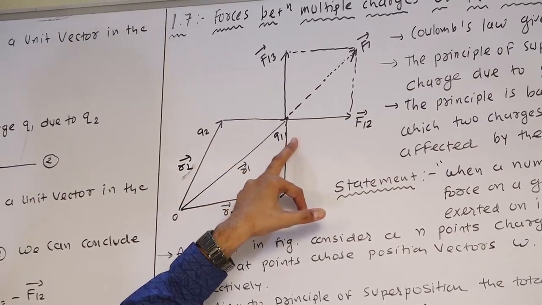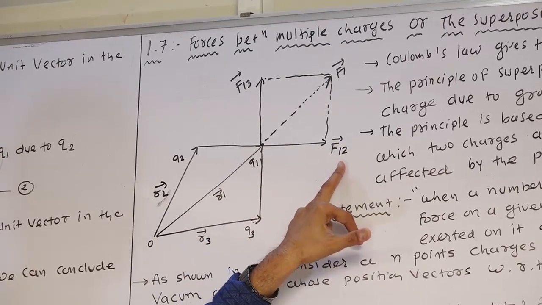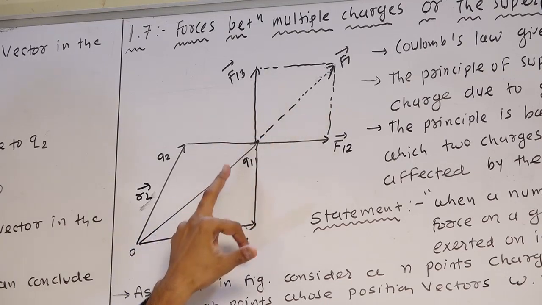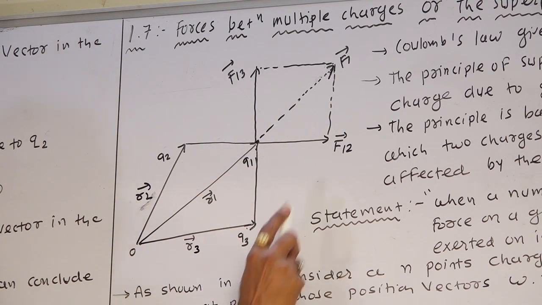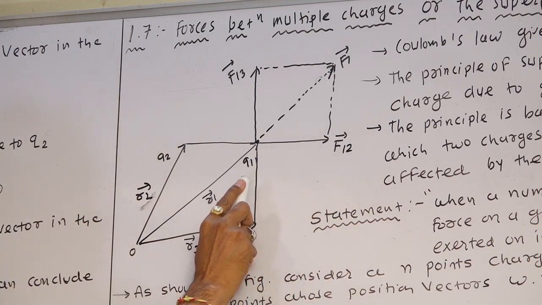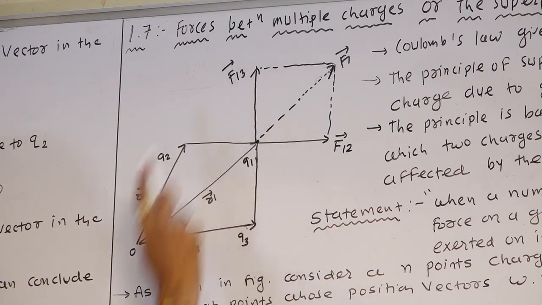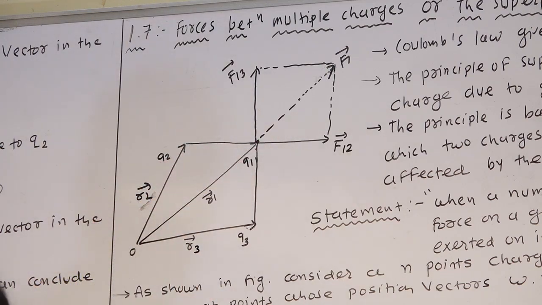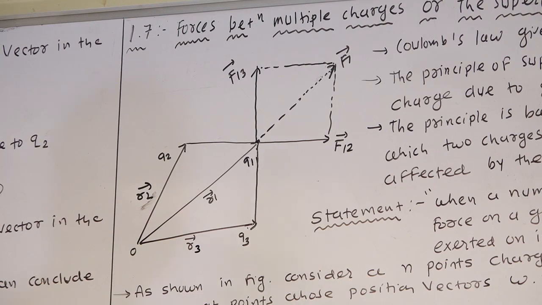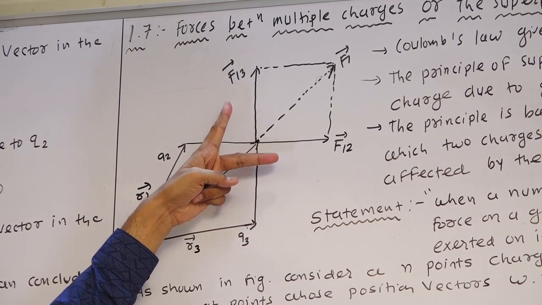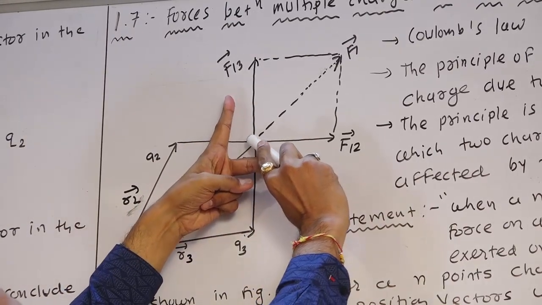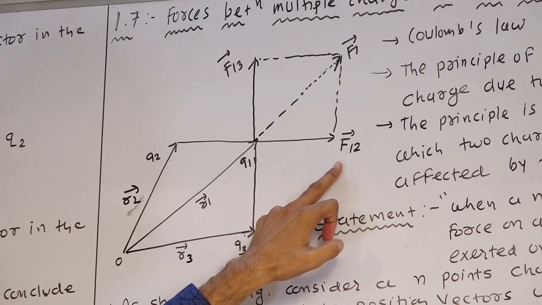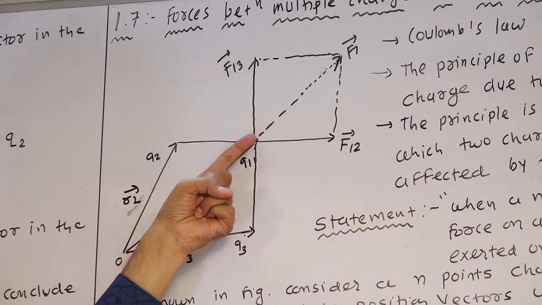On Q1, Q2 will exert a force in this direction. On Q1, Q3 will exert a force in this direction. The force acting on Q1 due to Q2 is denoted by vector F12. The force acting on Q1 due to Q3 is denoted by vector F13. Now forces F12 and F13 form a parallelogram. In the parallelogram, the resultant force will be produced in the diagonal direction.